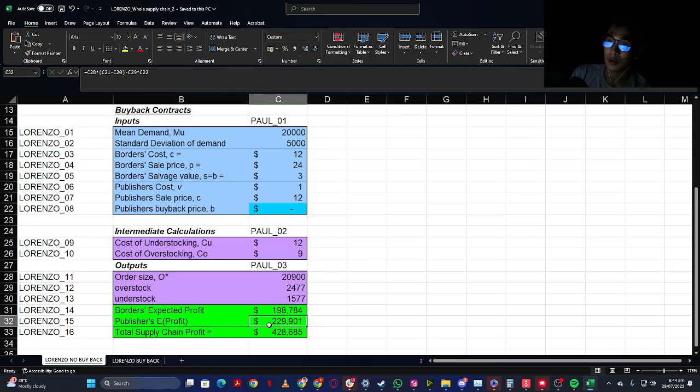you're going to see here in the formula, 20,900 times 12 minus 1 will be equal to 229,901. So that's their profit.